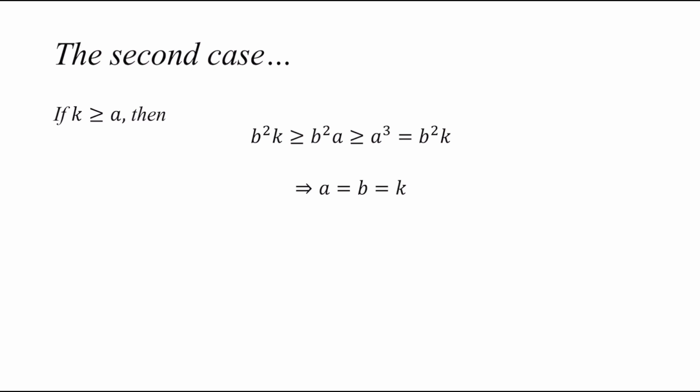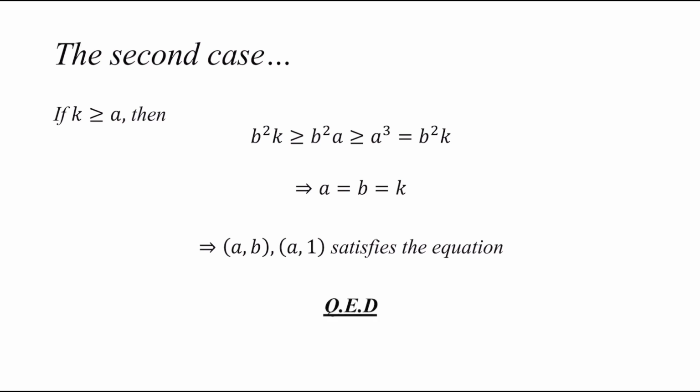Therefore, b squared a equals b squared k, so we will have a equals k, and b squared times a equals a cubed implies a equals b equals k. And if we check, we can easily find (a, b) = (a, a) and (a, 1) satisfy the equation, and this completes our proof.